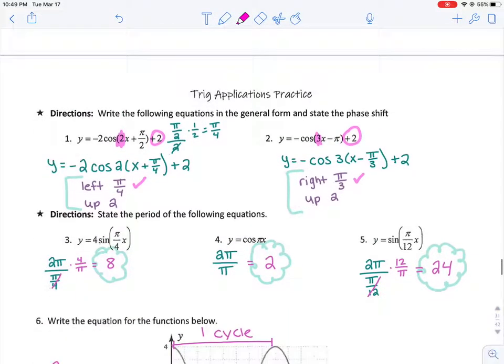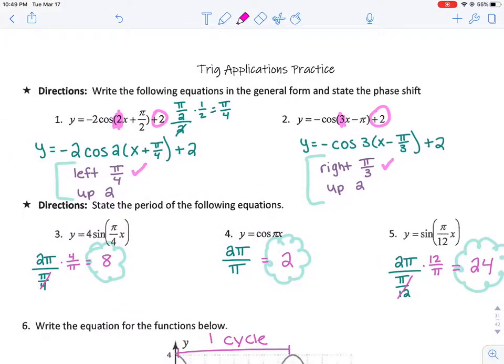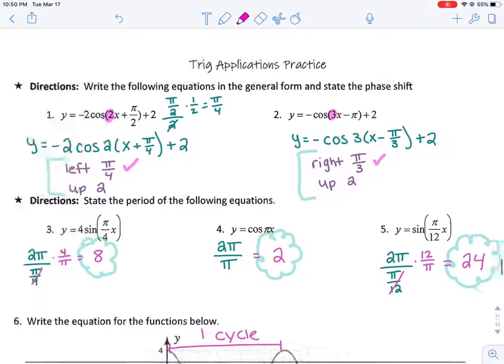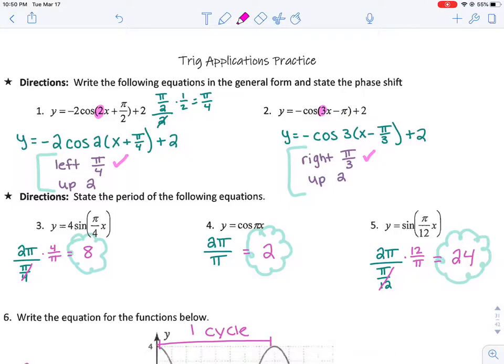All right, let's take a look at the first few. For 1 and 2, remember that our number written in front of the x needs to be on the outside, so I could correctly identify that phase shift. On both of these, you did need to factor out that b value. On 3 through 5, we were just finding what my period is, so 2 pi over b. Which in this first one is pi over 4, and I end up with an answer of 8. And then I get 2 and 24.